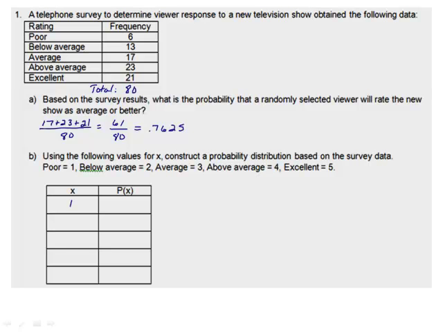Now we're going to pick numerical values for each of the ratings. So from poor at 1 to excellent at 5, and write down a probability distribution. For each one of these, we're just doing the relative frequency from our table. So we're taking each frequency and dividing it by 80, since that was our total, and that gives us our probability to go into our distribution.